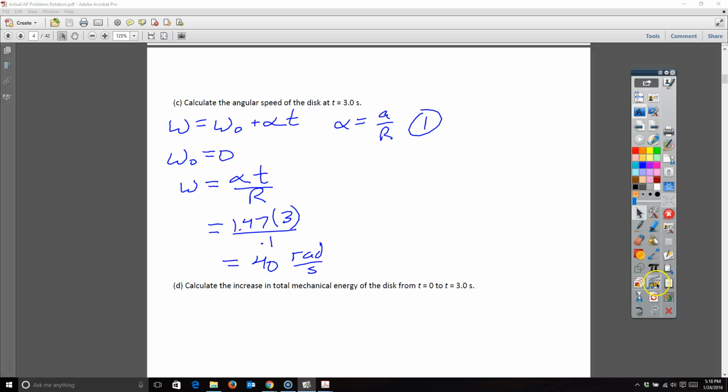Next thing they want us to do, one more thing we need to do here. This was a point, and then you get 1 point here. So it's basically showing the initial condition and then showing the physics with the math that comes after that.